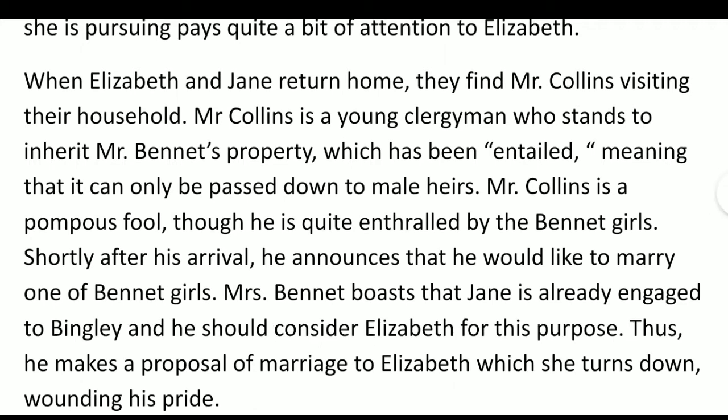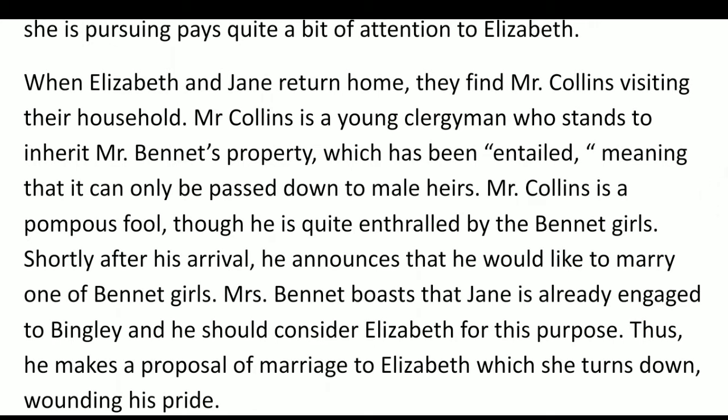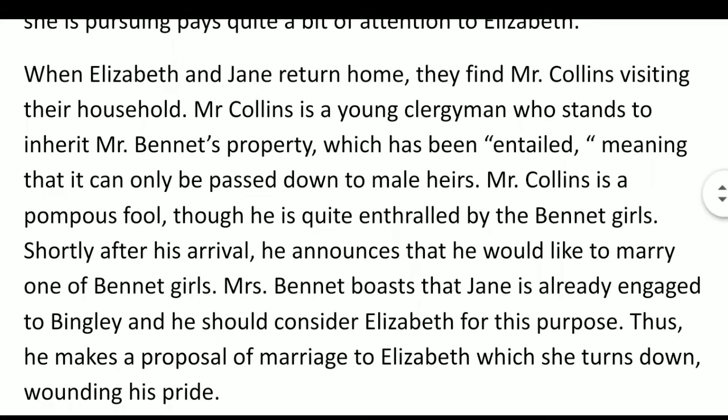Shortly after his arrival, he announces that he would like to marry one of the Bennet girls. Mrs. Bennet boasts that Jane is already engaged to Bingley and he should consider Elizabeth for this purpose. Thus he makes a proposal of marriage to Elizabeth, which she turns down, wounding his pride.